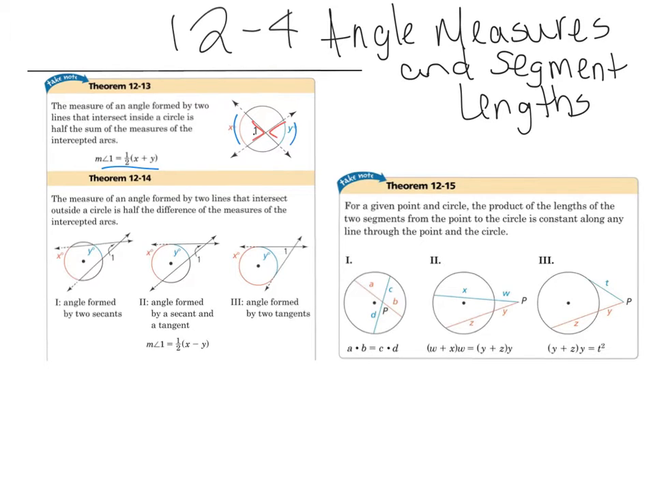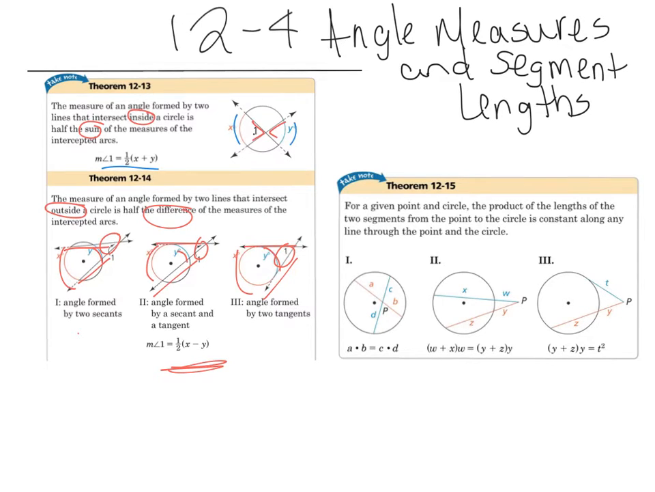The measure of an angle formed by 2 lines that intersect outside a circle is half the difference, whereas the last one was the sum, of the measures of the intercepted arcs. So if we want to know what this angle is, then we would take the 2 arcs that are inside. Notice here that we're looking at this angle and this angle. On this one, we're looking at this angle and this angle. On this one, we're looking at this angle and this angle. It's the arcs that are inside the 2 intersecting lines, and we subtract them and divide them by 2.